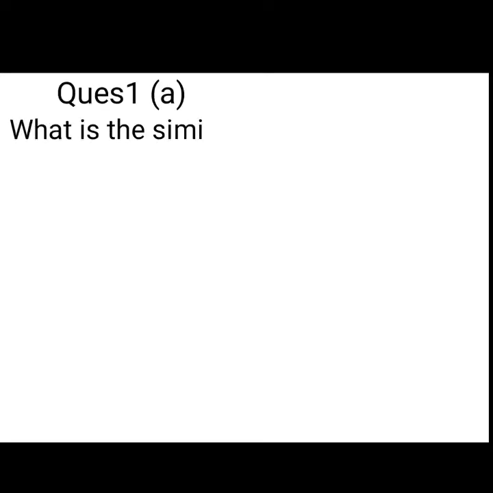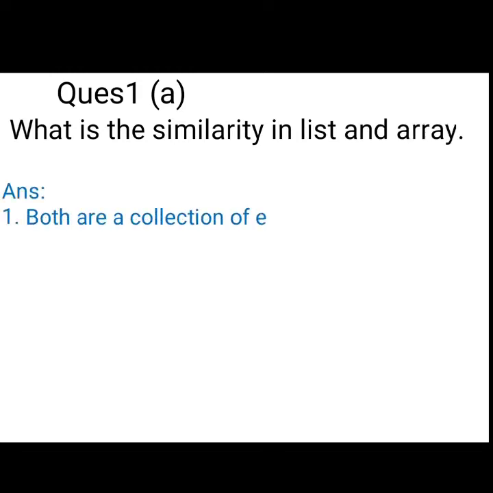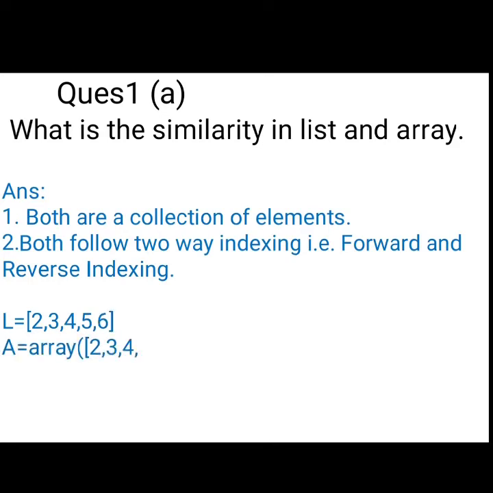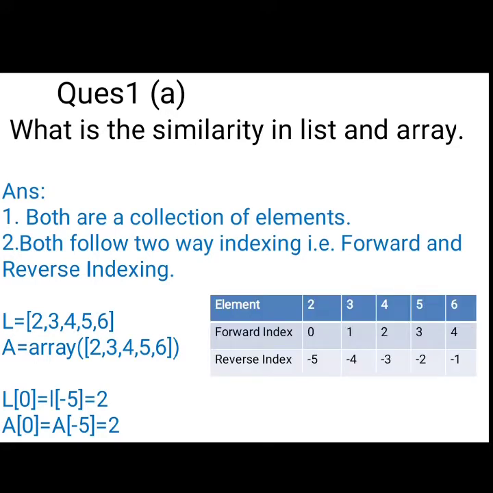Question first, A part. What is the similarity in list and arrays? Answer. Both are a collection of elements. Both follow two-way indexing, that is forward and reverse indexing. If list is elements of 2, 3, 4, 5, 6 and similar is the array, then list of 0 equal to list of -5 equal to 2, and in the same way array of 0 equal to array of -5 equal to 2. This is the table. Here we can see the forward and reverse index are same for both list and arrays.